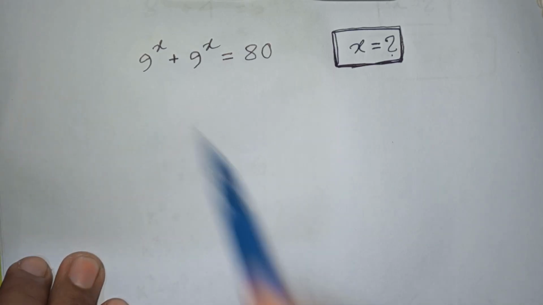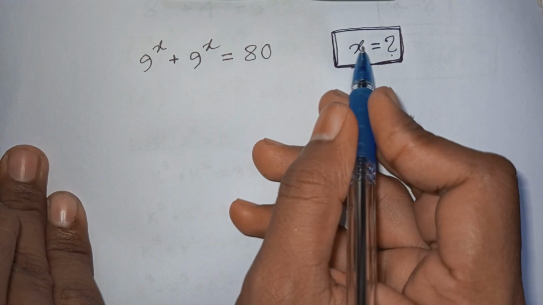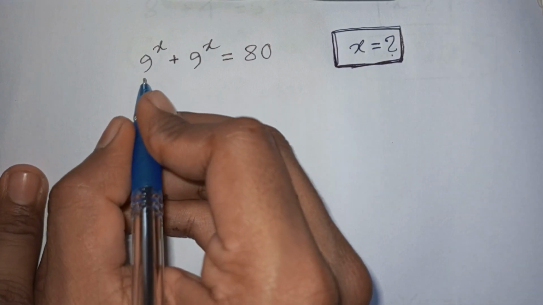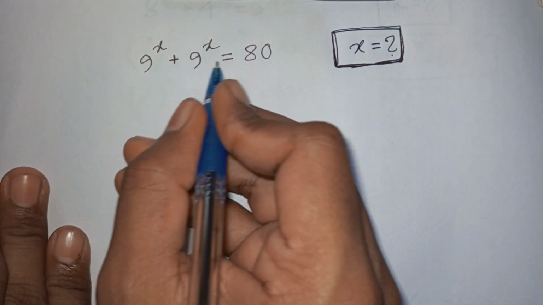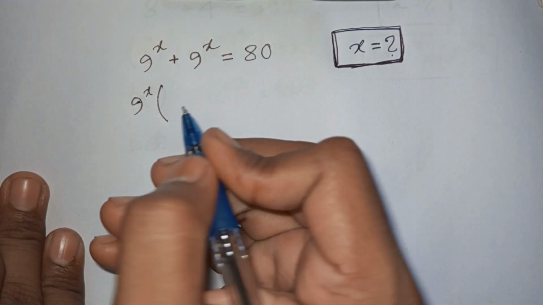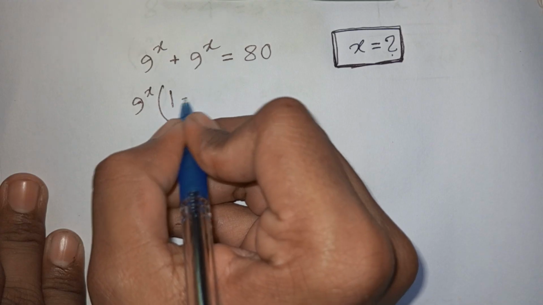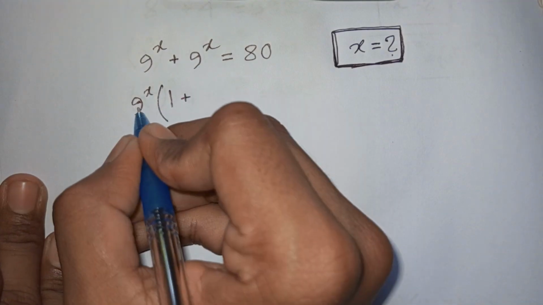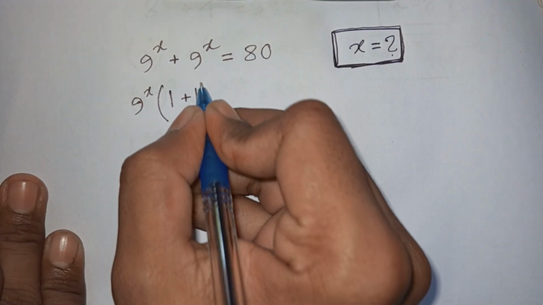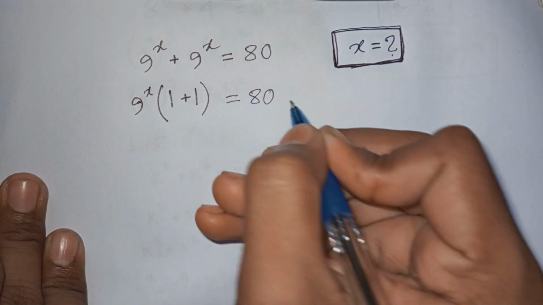How to solve 9 power x plus 9 power x is equal to 80. Find the value of x. So at first we take common 9 power x from the left side. So 9 power x is out of the bracket, this divided by this, that means 1, plus this divided by this, that means 1, bracket close, is equal to 80.